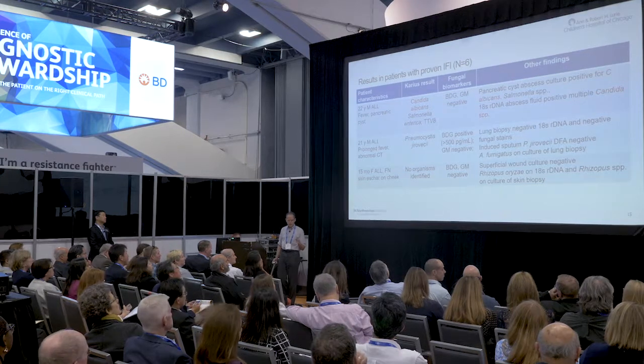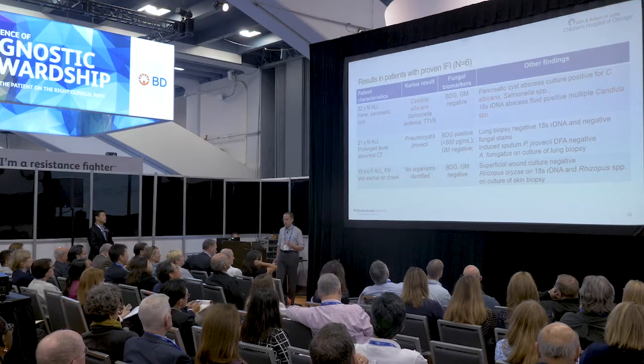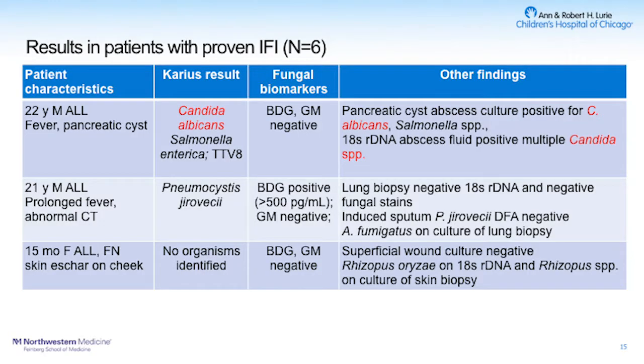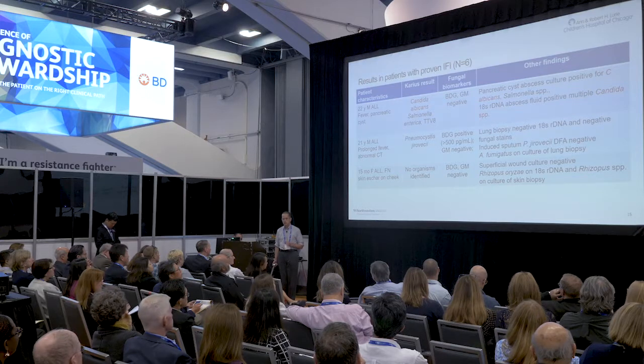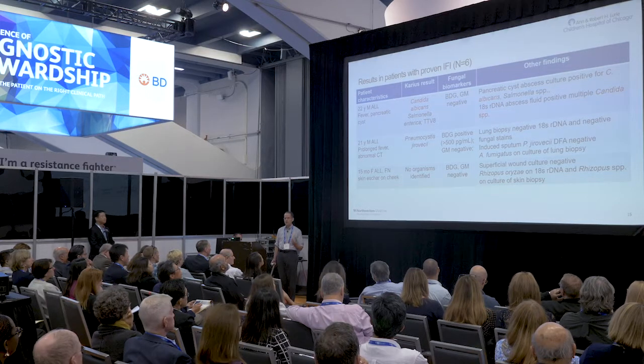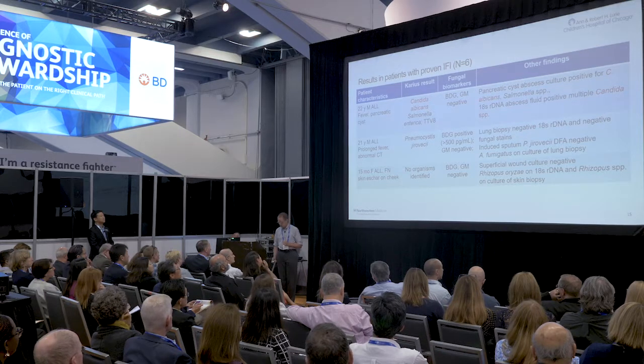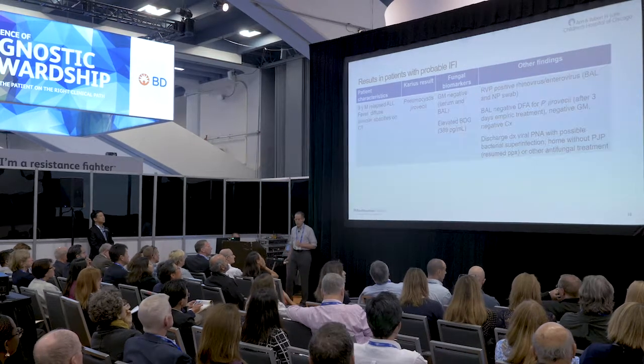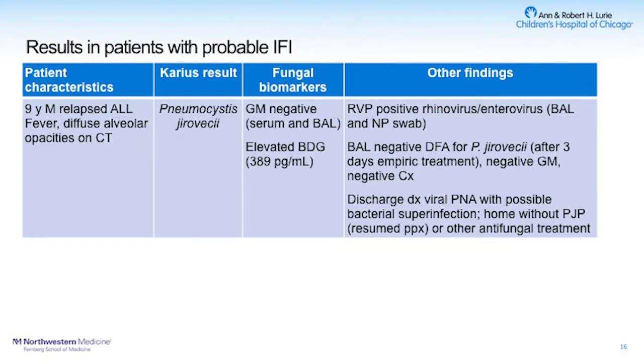The last of the proven invasive fungal infection patients was a patient who had a superficial infection that skin biopsy demonstrated Rhizopus oryzae by culture and by 18S ribosomal DNA sequencing. This patient had negative Karius testing, which we suspect was potentially due to the lack of angioinvasion, that this infection was caught early enough so that the DNA did not get into the bloodstream at high enough levels for it to be detected. There was 1 patient with probable invasive fungal infection by the EORTC MSG criteria.